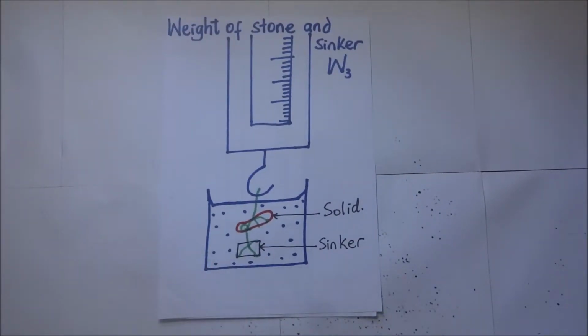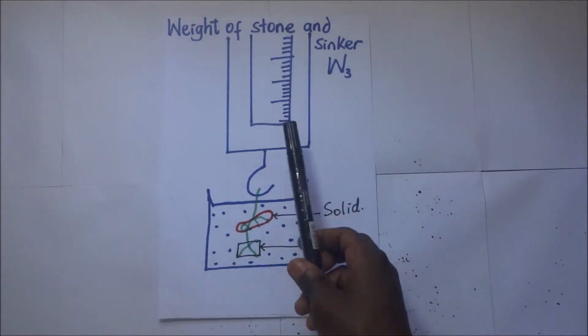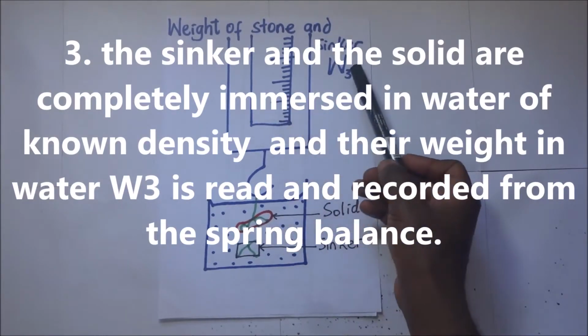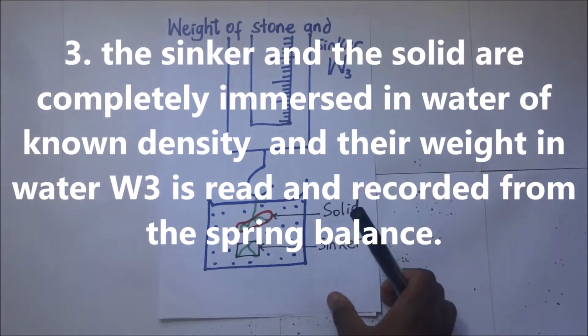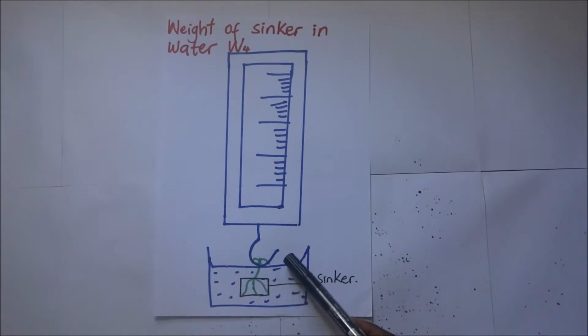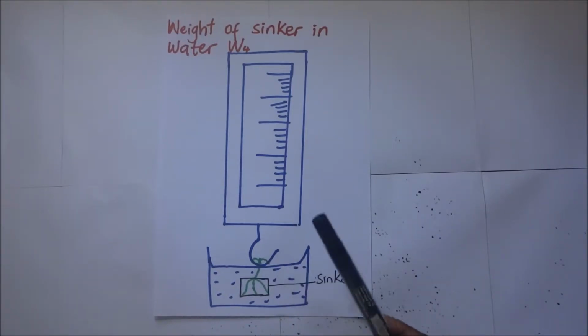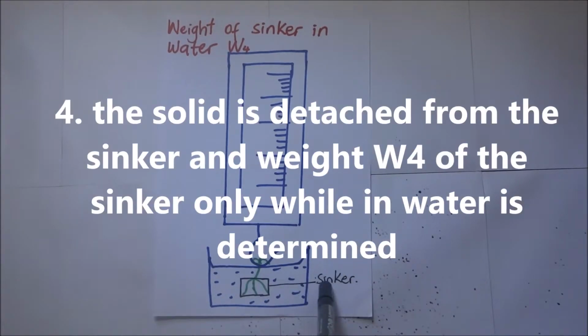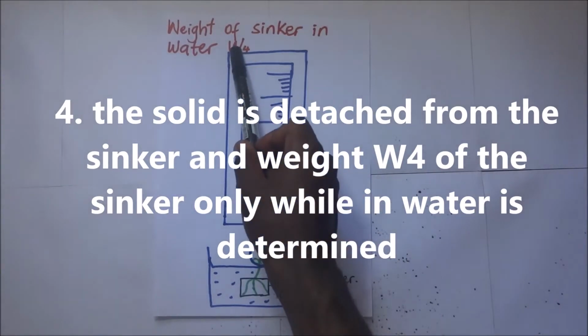We take the reading on the spring balance and determine the weight of the solid and the sinker. After that, we immerse both of them in water, and of course there is upthrust acting on them, meaning there's going to be a drop in the reading. So we determine the weight of the solid and the sinker when they are both immersed in water, and we call that W3. Then afterwards, we take away the irregular solid that floats on water, and we get the weight of the sinker alone when it is immersed in water, and we call that W4.